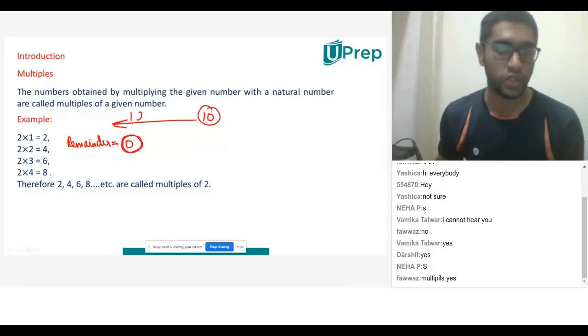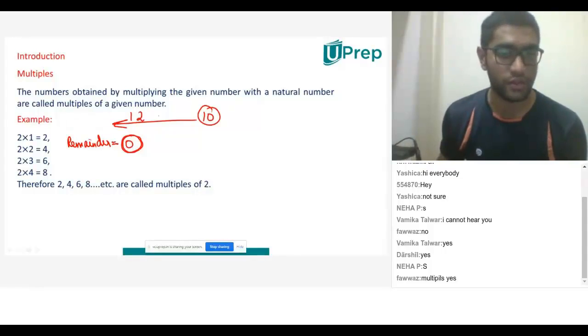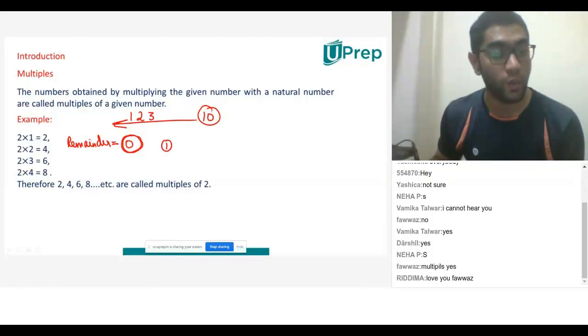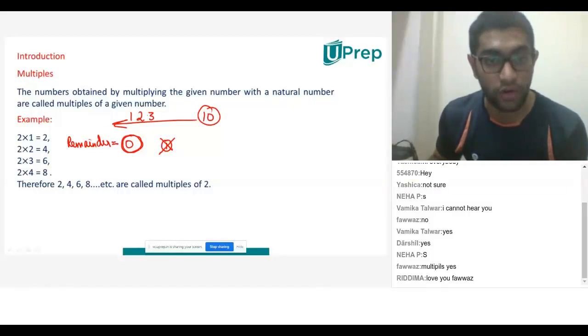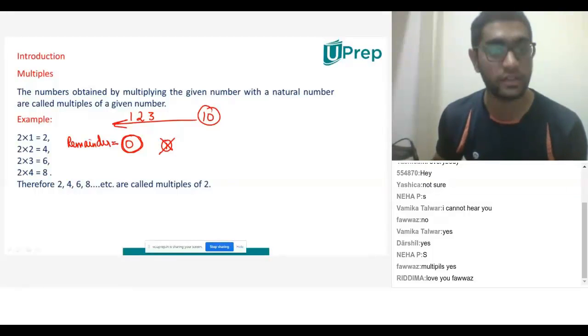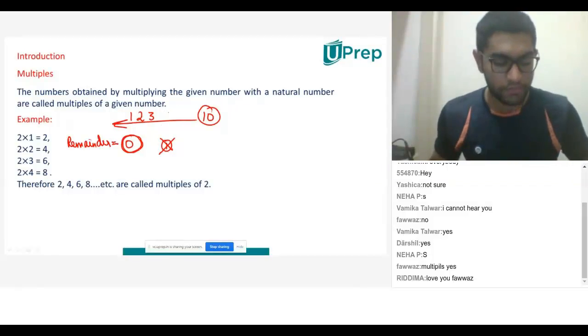Clear? If I take the number 2, if I divide 10 by 2, I get the remainder 0. That means 2 is a factor of 10. If I take 3, when I divide 10 by 3, I get a remainder 1. But the condition is we have to get a remainder 0. Therefore, we cannot take 3 as a factor. Is that clear? It's not a factor because when we divide 10 by 3, we get a remainder 1.